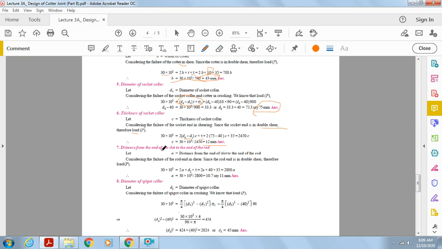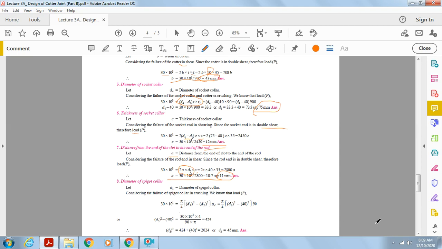Now, the distance from the end of the slot to the end of the rod, that is the value of A. So how can you obtain it? Considering the failure of the rod in shear, since the rod is in double shear, the load P is equal to 2 into A into D2. A into D2 means it is the area, multiplied by tau. So ultimately A is equal to 11 millimeter.